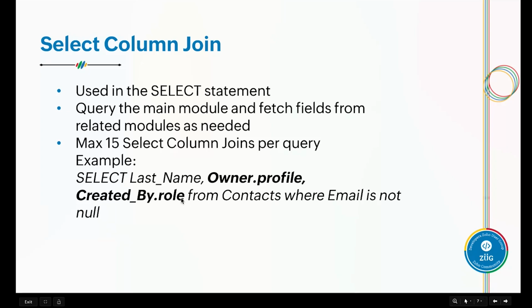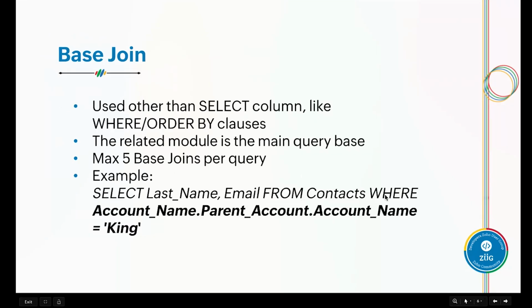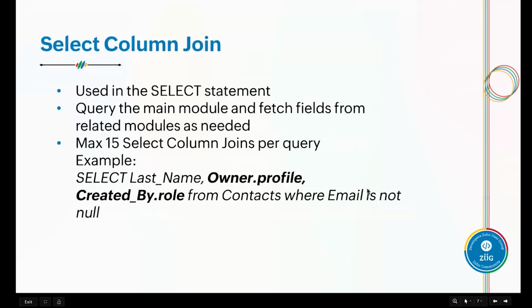So here, as you can see, in my previous base join, I have the dot notation in the where clause, whereas in the select column join, I have the dot notation and I'm establishing a join in the select clause. So here my base module is contact, which means I'm fetching records from the contacts module, and the fields are last name, whereas owner.profile and created by .role are essentially establishing a join between contacts and the users module. So here I want to get the profile information of the owner of the contact as well as the role of the person who created this contact. So here I'm establishing a select column join.